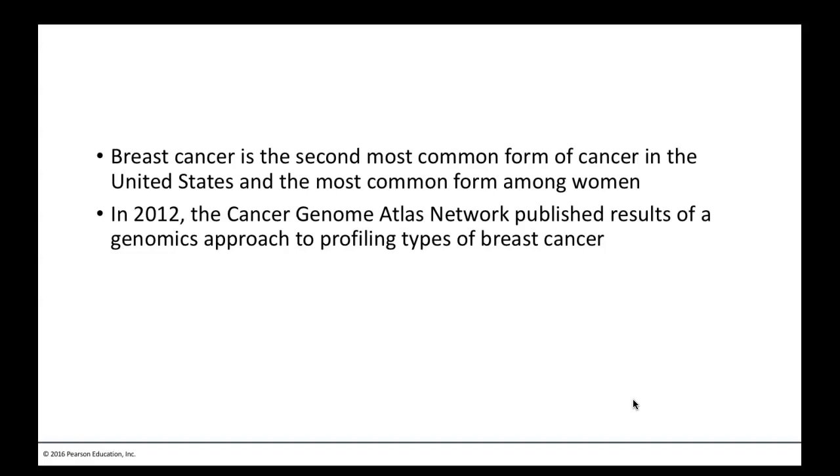In 2012, the results of the genomics approach to profiling types of breast cancer were released. This is why they say that if you have a history of breast cancer in your family, you can go get a genetic test to see if you have the BRCA gene. And the BRCA gene is a good indication that at some point you will have breast cancer.